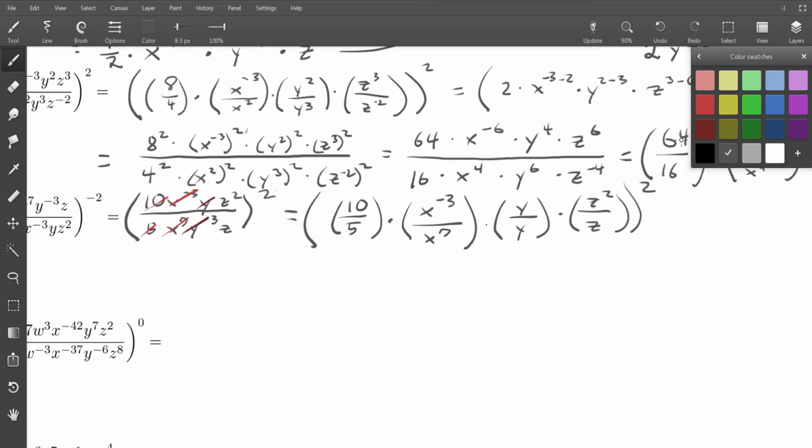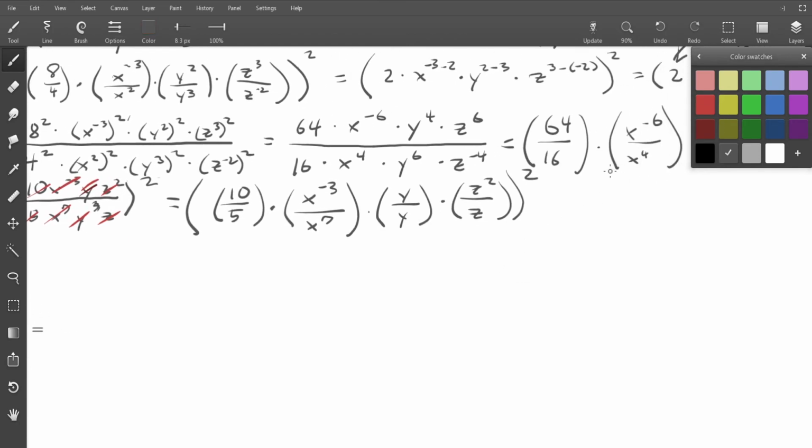So now we see that we've actually taken care of all of these. And so we can go ahead and move on to simplifying this down. Then we again go through each of these sets of parentheses and simplify internally. So 10 over 5, that is just 2, times x to the negative third over x to the seventh. That we just take the top and we subtract the bottom.